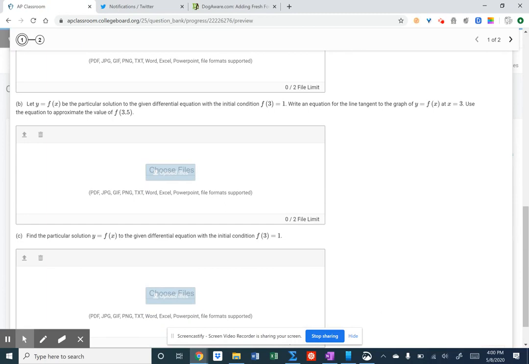Let f of x be the particular solution to the given differential equation with the initial condition f of 3 is equal to 1. Write an equation for the tangent line, which we've been doing for a long time, to the graph of y equals f of x at x equals 3, and use the equation to approximate the value of f of 3.5.